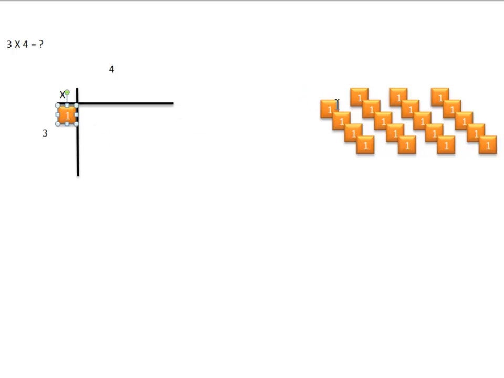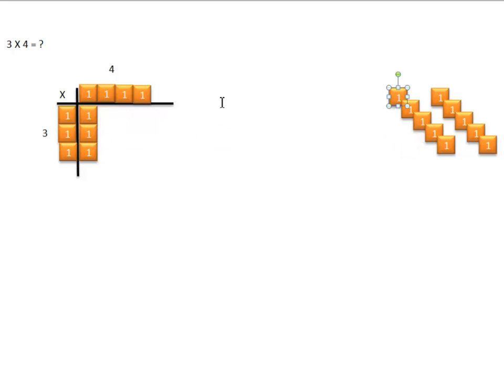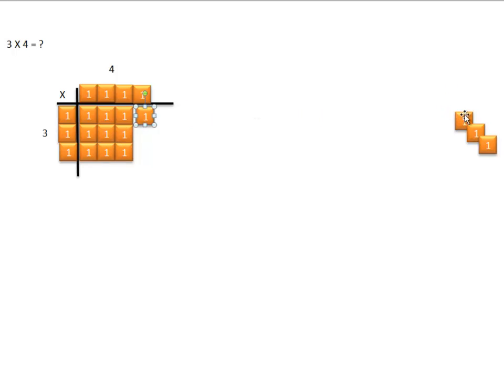You would select 3 tiles and place them down one dimension of your multiplication table. Place 4 tiles along the other dimension. Then fill in the rectangle created by the tiles. And finally, count the result.